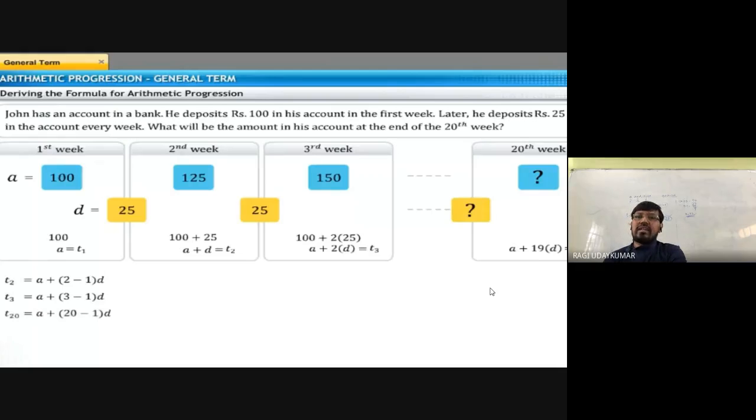So T2 is nothing but A plus 2 minus 1 into D. Like the 20th term is nothing but 100 plus 20 minus 1, so 19 into 25. So you are going to get 575. So here in the 20th week, the amount he is having is 575. Is that 575 visible to you?